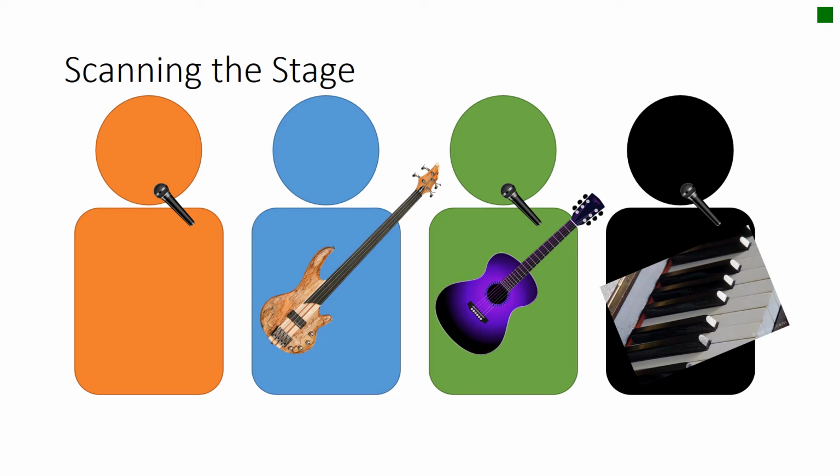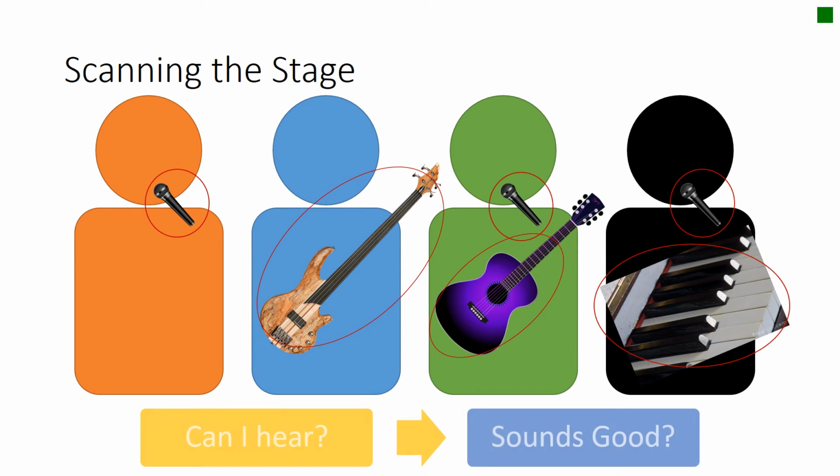One particular practice that's very helpful is scanning the stage. And that involves looking at each musician or vocalist in turn and asking yourself two basic questions. So you scan the stage from left to right and then ask for each person, can I hear it and does it sound good? So start on the left for the person with the microphone. Can I hear them? Do they sound good? Then move to the next person who's playing bass guitar. Can I hear them? Do they sound good?